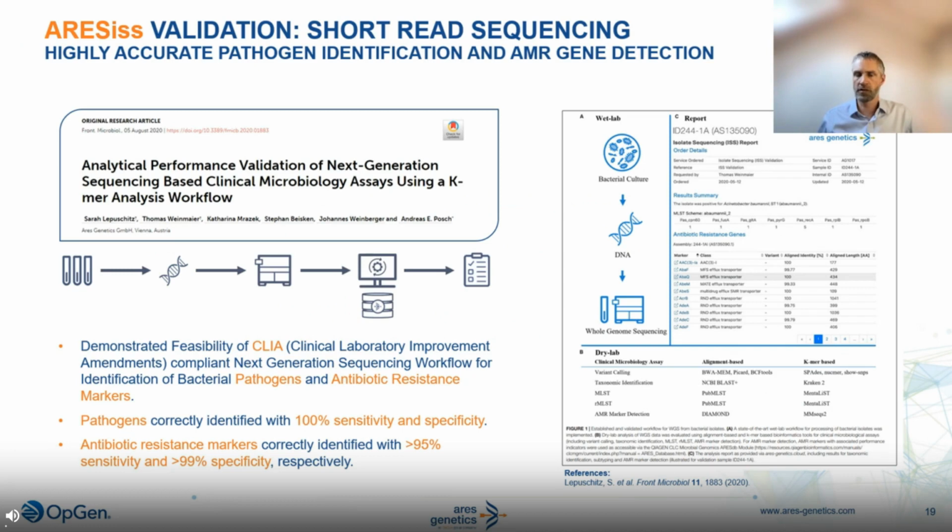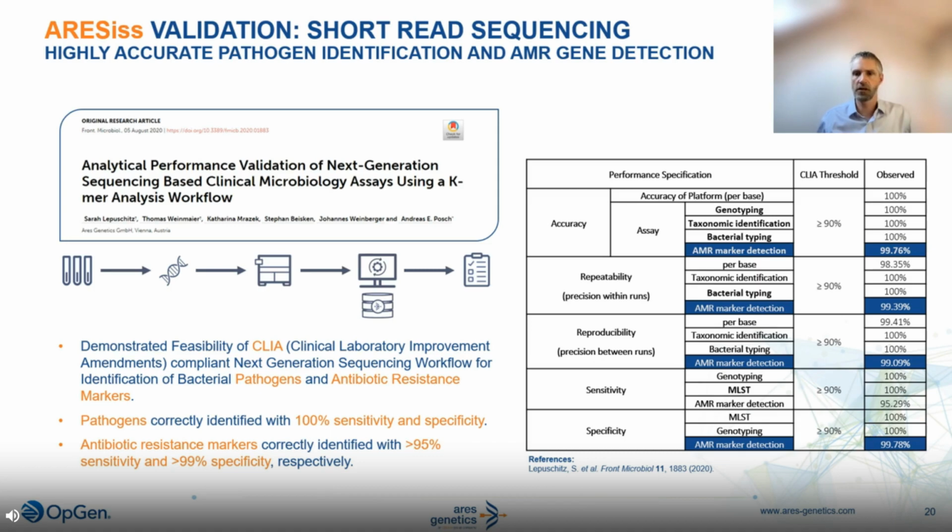To ensure the accurate performance of our platform for isolate sequencing at Aries, which we have dubbed Aries ISS, and which we have made available as a service last year, we routinely validate our workflows and publish the results along with validation protocols. Here, the example of a study we've published in 2020, in which the team has validated Aries ISS and the data analysis following CLIA guidelines. CLIA is a US standard for laboratory developed tests. The performance was assessed using well-characterized reference materials and a number of parameters, including accuracy, repeatability and reproducibility, as well as sensitivity and specificity were recorded.